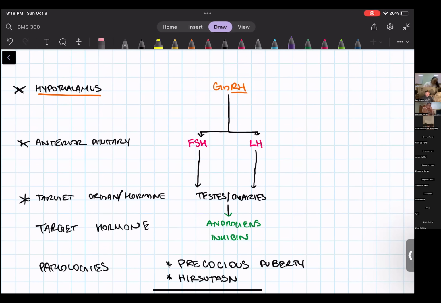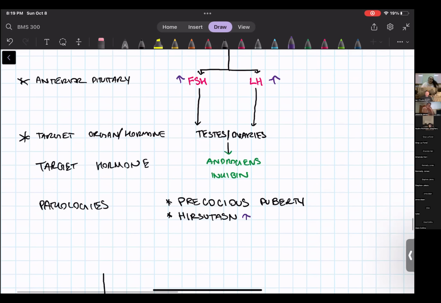So in this case, we're talking about a tumor that's causing gonadotropin releasing hormone to have an issue, which is then going to increase everything under it. Because if we're making more gonadotropin releasing hormone, then we're going to make more FSH and LH. And then that's what's causing that excessive hair growth.